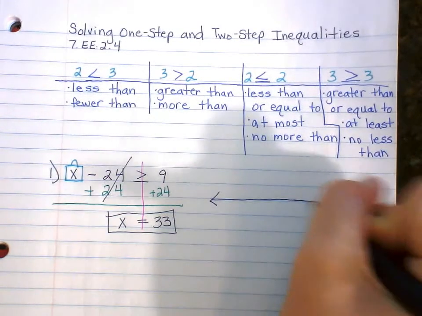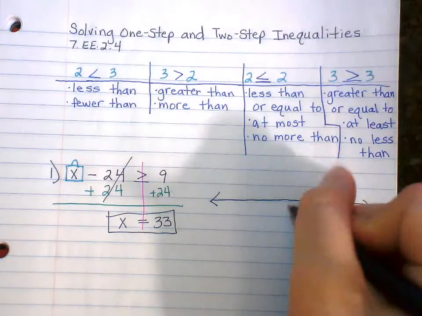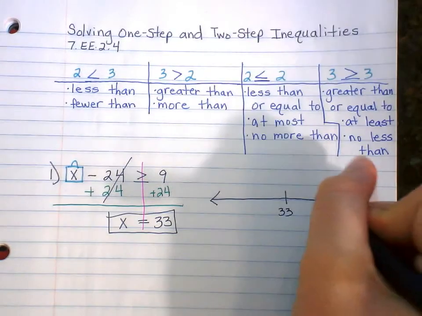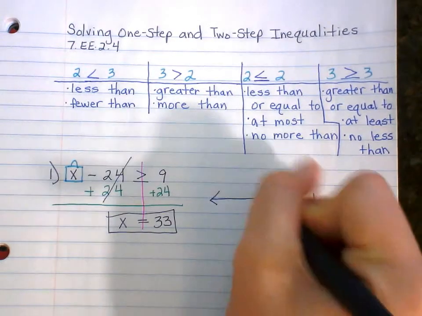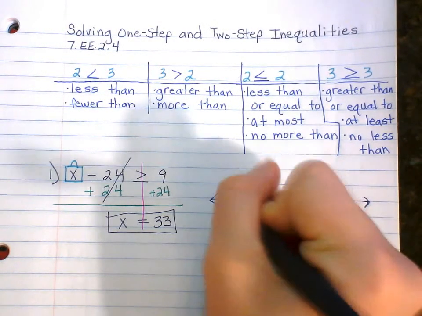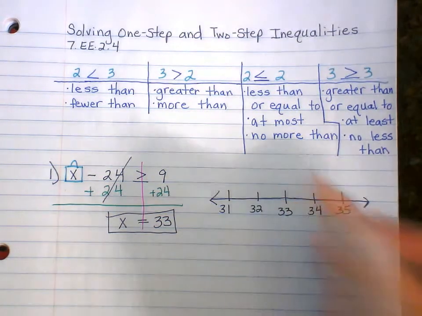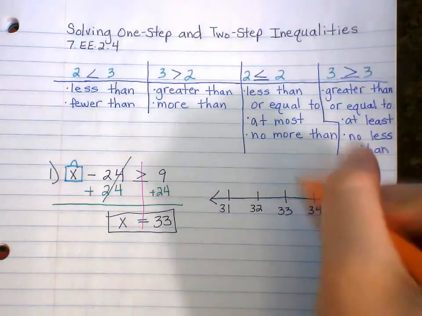That's how we graph inequalities. Now, 33, I'm not going to start with 0 and go all the way to 33. I'll do 33 in the middle, 34, 35, 32, 31. So you need to realize, is it going to be an open or a closed circle? You can do it on the number line or above it. I'm going to do it above it just so we can see it better.